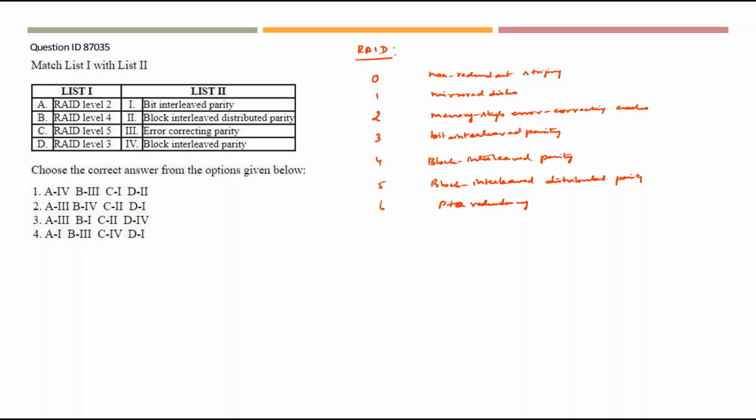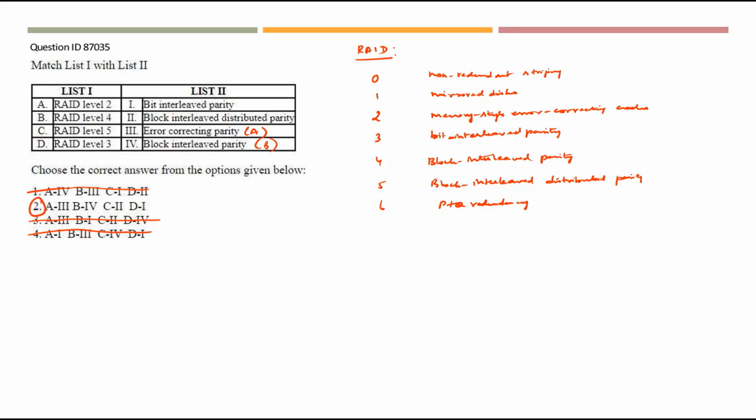Now we'll just map the options. Level 2, A will be mapping to memory style error correcting code. So it goes to error correcting parity. A will be mapping to 3. Option 1 and option 4 can be removed. Next, RAID level 4. It is block interleaved parity. B is mapping to 4. Option 3 is also ruled out. Option number 2 will be the right answer.